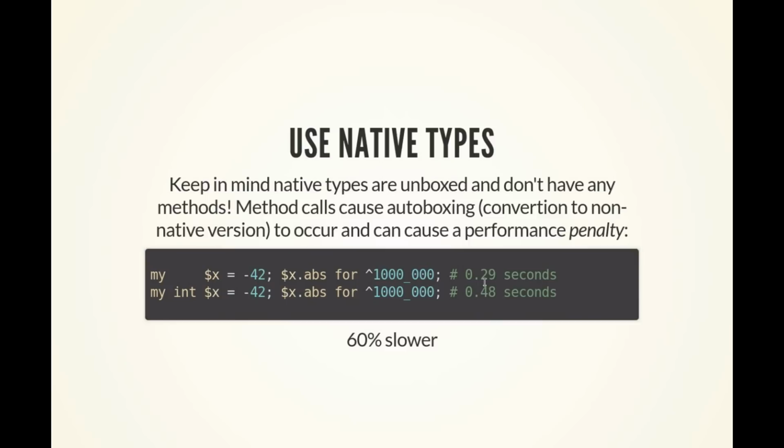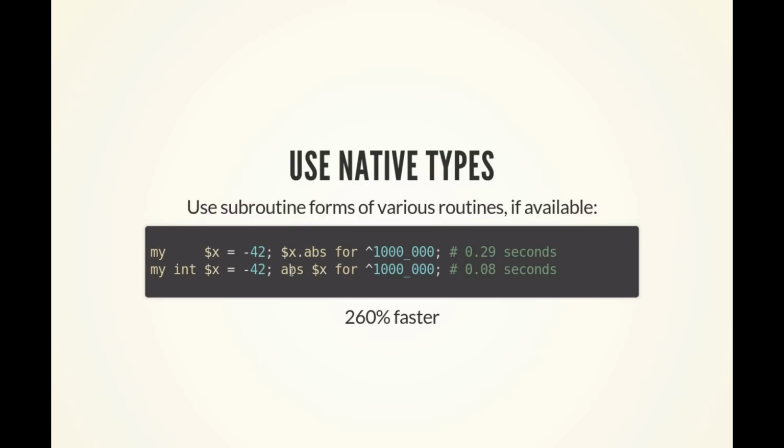But a lot of features have a subroutine form, and a lot of them can work with native types. That is the case for the abs method. So instead of using a method form, we switched to a subroutine, and now we are getting the benefit of the native type, and the performance is 260% faster.